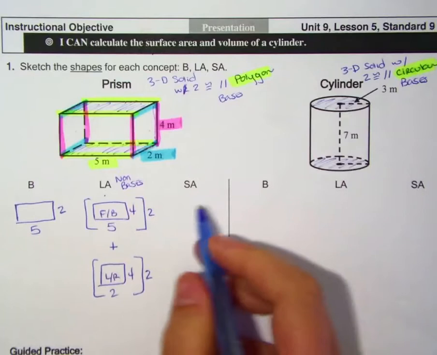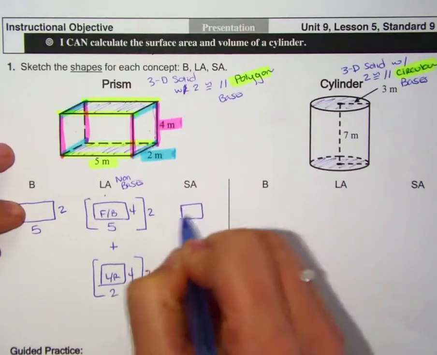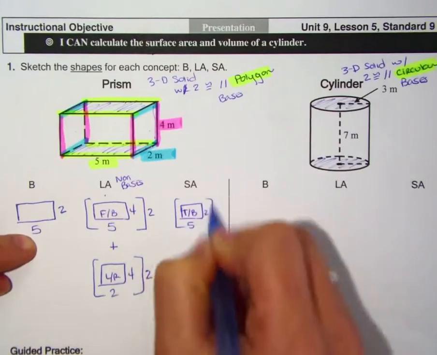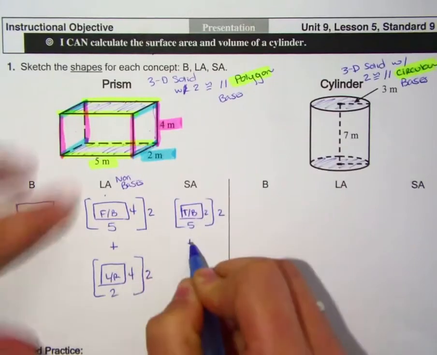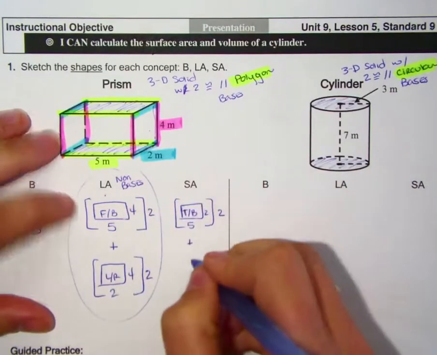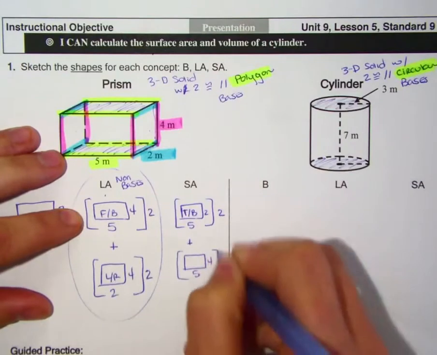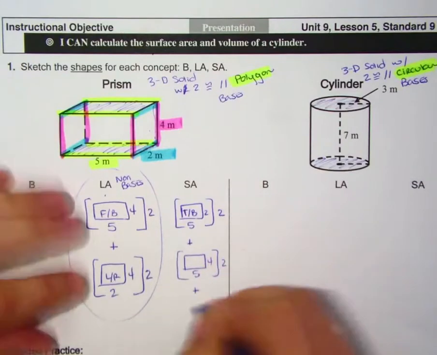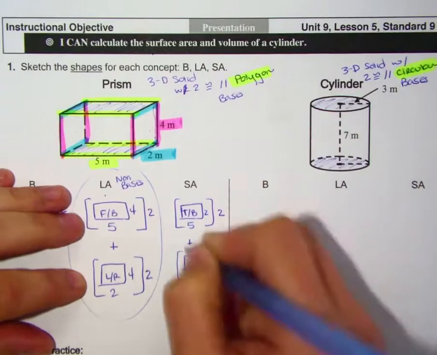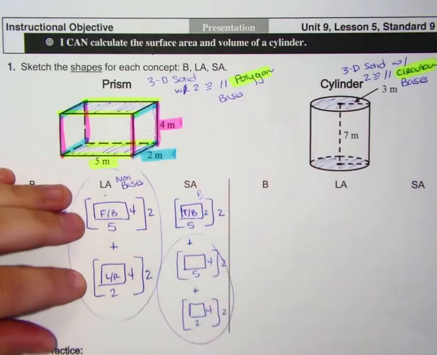The surface area we'd find by doing the two bases, top and bottom, which is 5 by 2, and there are two of them, plus the lateral area, which is 5 by 4, and there are two of them, and 2 by 4, and there are two of them. So two of the base area plus the lateral area.